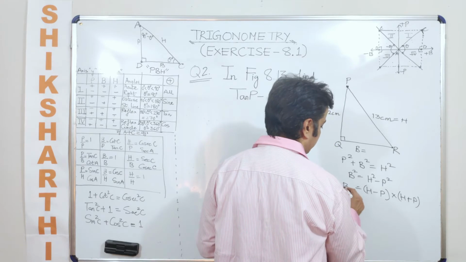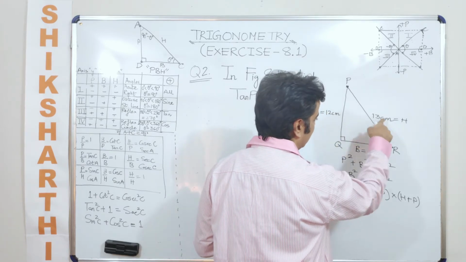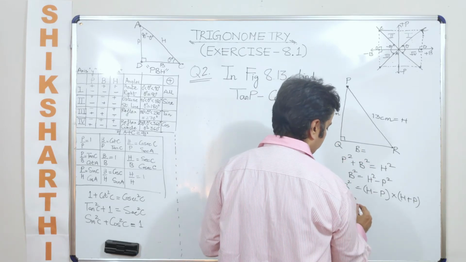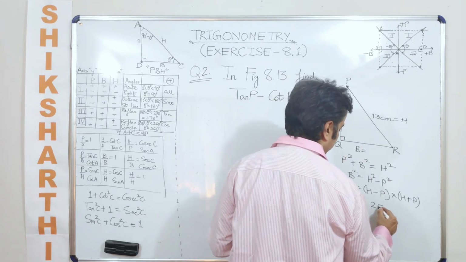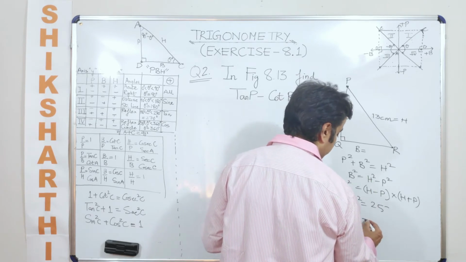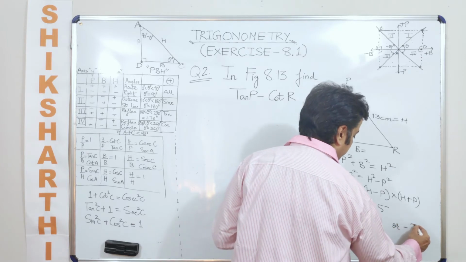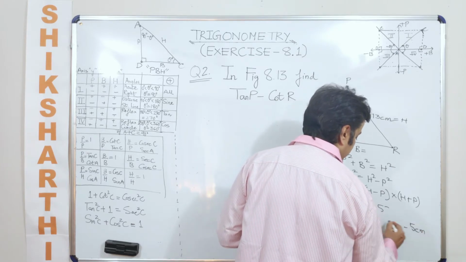This is the value of b square. So how much is h minus p? 1. H plus p, 25. So from here you would say that b square is equal to 25. Now here b square is equal to 25, and finally you will say b is equal to plus 5 or minus 5. But then the length.